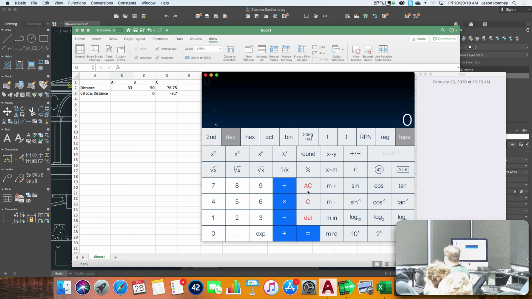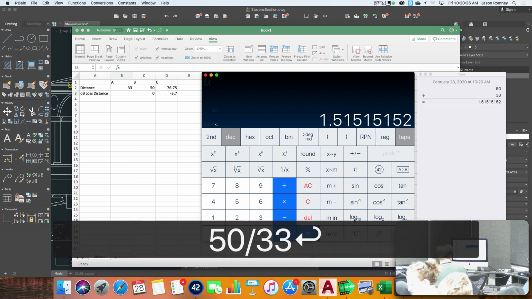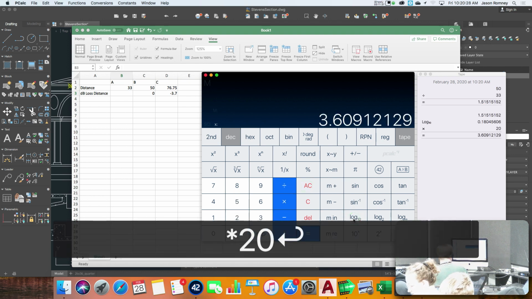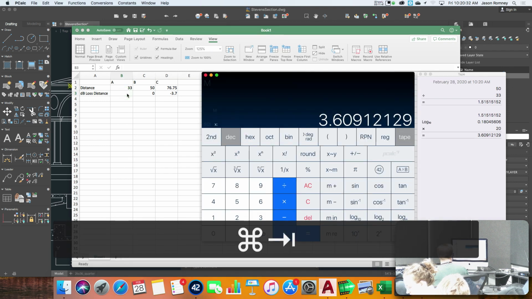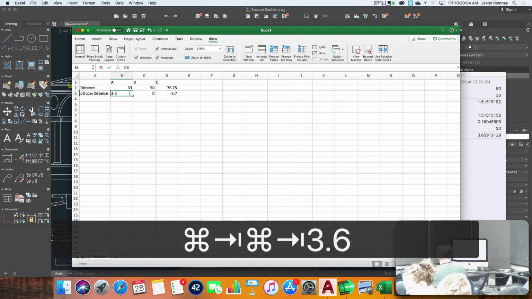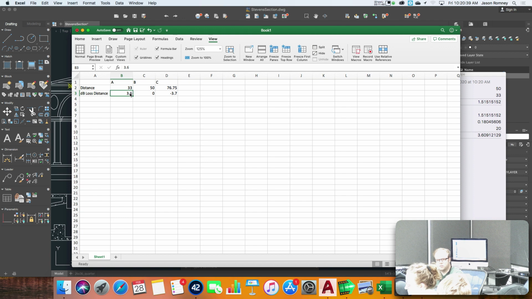So, what about this other one? We're going to do 50 divided by 33 log 10 times 20. This one is 3.6 dB louder. Seat A is 3.6 dB louder because it's just closer, right? Sound didn't have to go so far, so I didn't lose as much.